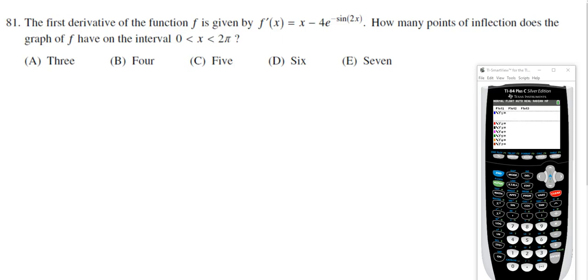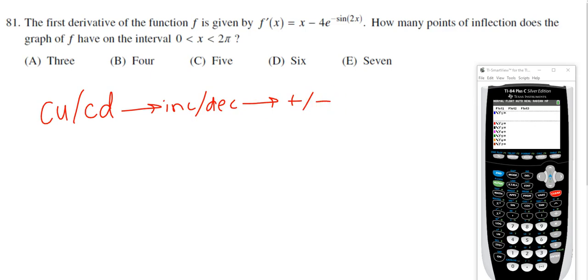81. The first derivative of the function f is given by f prime of x. How many points of inflection does the graph of f have on the interval 0 to 2 pi? So you're going to do this like you would a graphical FRQ. So let's first graph what's given, keeping in mind that's the derivative. So remember that according to our diagram, if I want to know how many points of inflection f has, remember we go concave up, concave down, increase, decrease, plus, minus, right? So for a point of inflection on f, that means f changes concavity, which would mean the given graph, f prime, changes from increasing to decreasing, or vice versa.